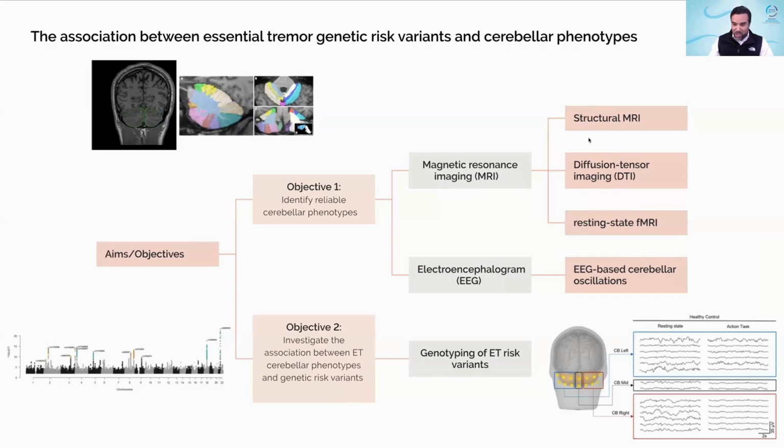The MRI will include structural imaging, diffusion-weighted images, as well as resting state functional MRI. And then the EEG, we are hoping to capture cerebral oscillations using EEG. Once we hopefully identify reliable cerebellar phenotypes, we want to see if they're associated with the genetic variants of essential tremor that I showed earlier. So we probably will either do a polygenic risk score approach versus assess each of these single variants and see if the genotype would actually affect or be associated with the cerebellar phenotypes of interest.